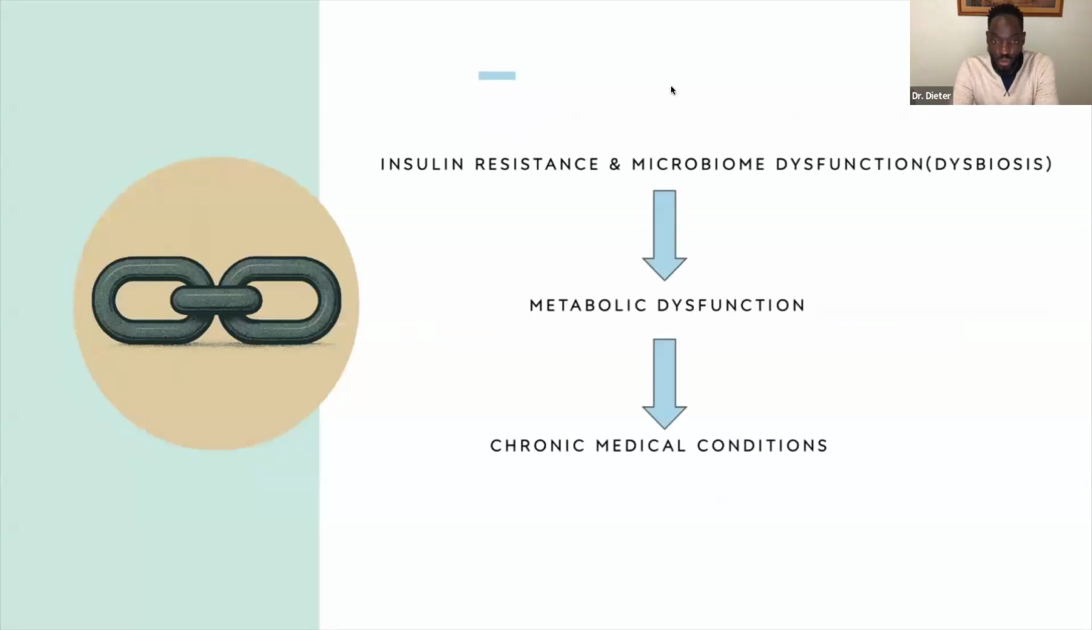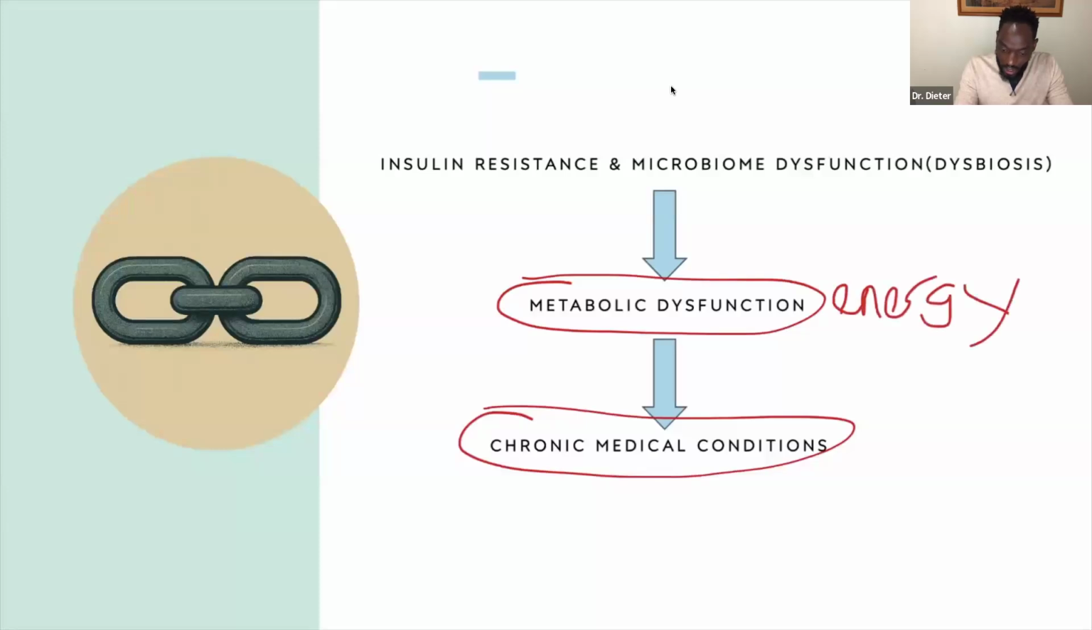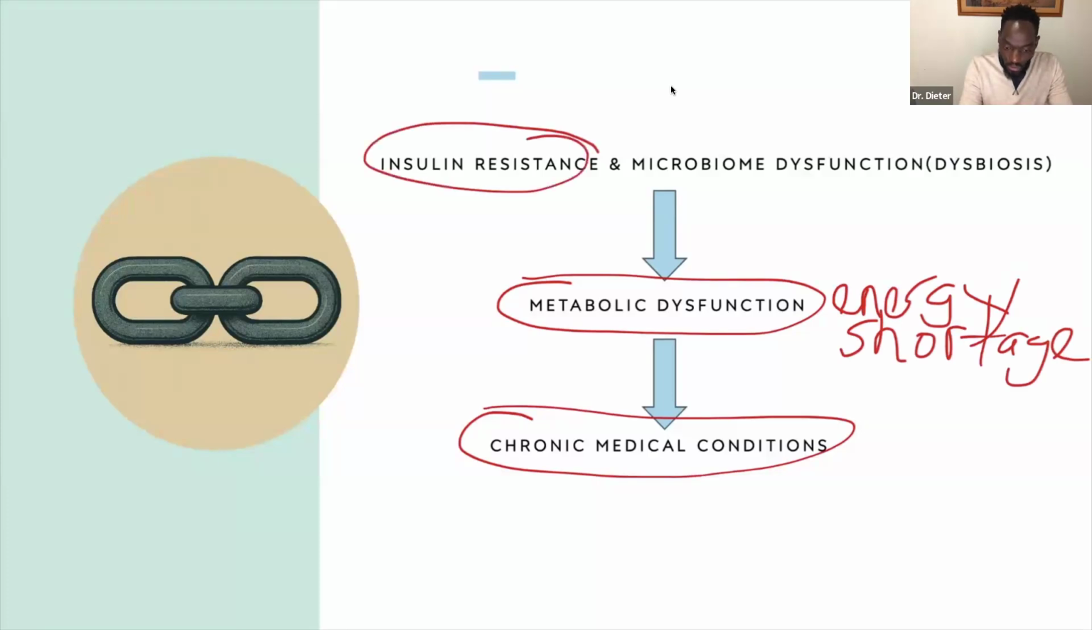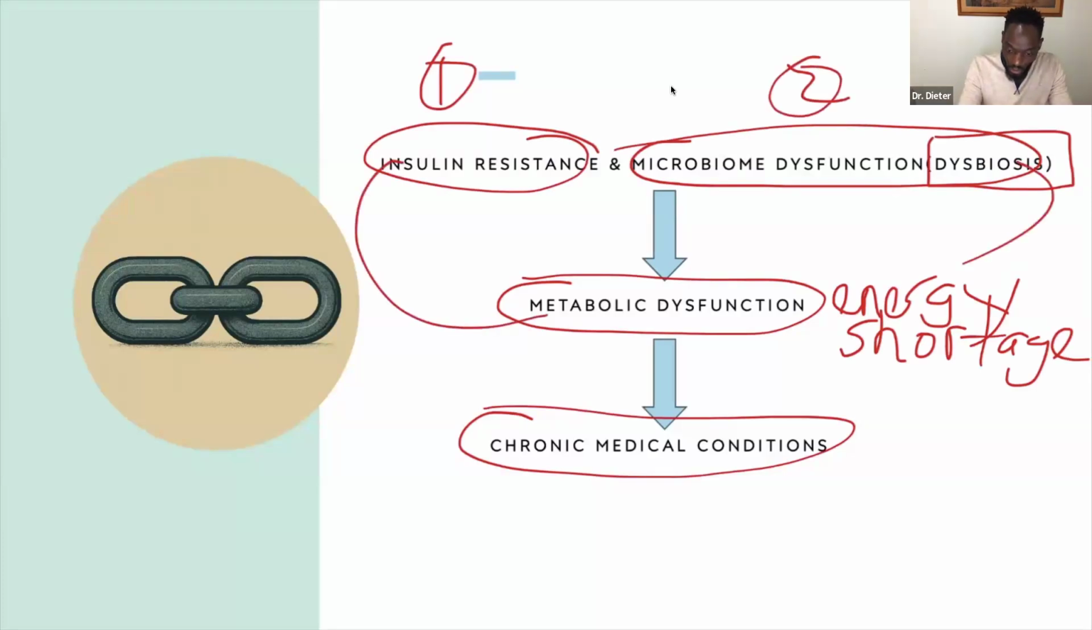So there is now strong evidence that most of the chronic conditions that we deal with today are a result of something we call metabolic dysfunction, which is just simply a fancy medical term to say energy shortage. And that metabolic dysfunction, energy shortage, is driven by two things: something we call insulin resistance, and the other thing we call microbiome dysfunction or dysbiosis. So entity one and entity two lead to metabolic dysfunction, energy shortage. And that energy shortage then drives the chronic diseases that we face today.